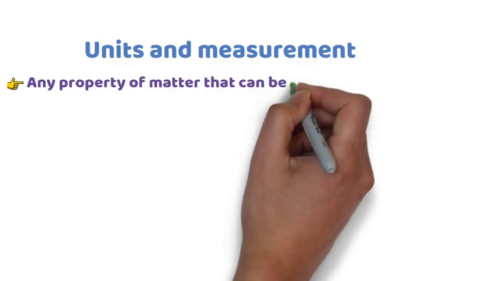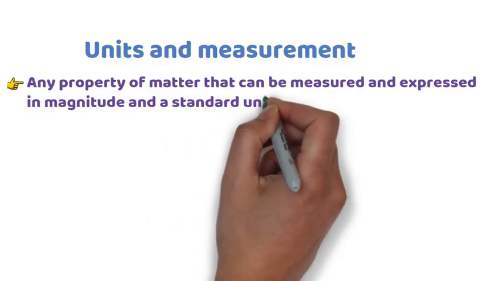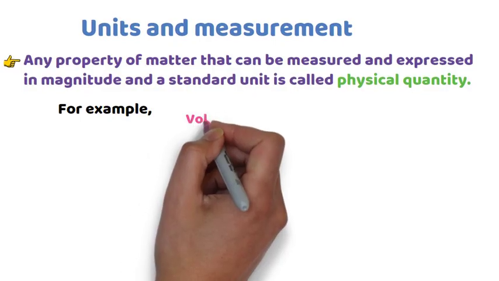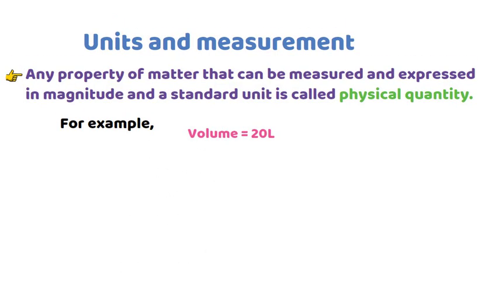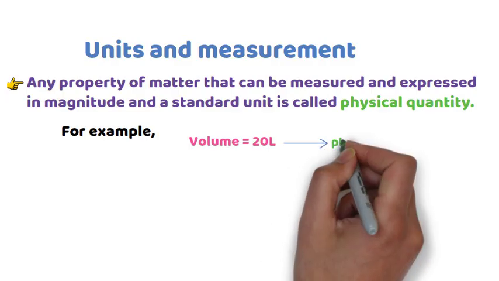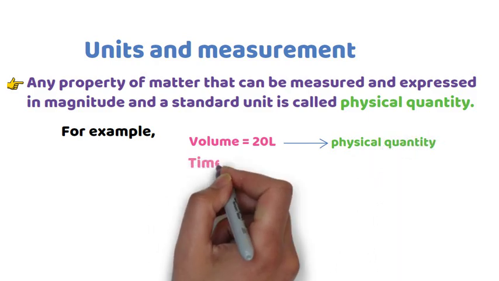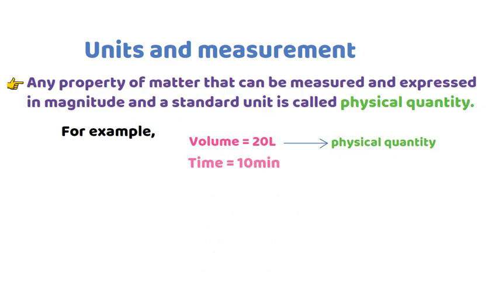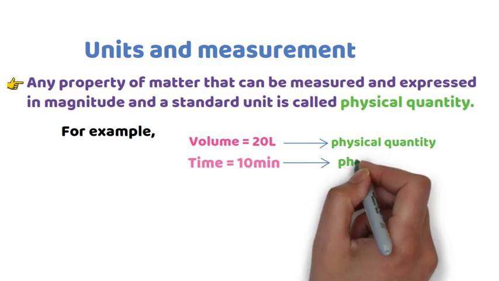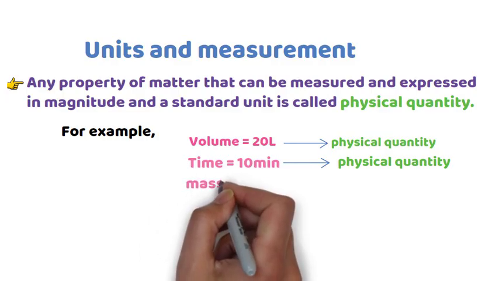Units and measurement. Any property of matter that can be measured and expressed in magnitude and standard unit is called a physical quantity. For example, volume is a physical quantity because we can measure volume and express it in both magnitude and unit. Therefore, volume is a physical quantity. Time is a physical quantity because you can measure time and express it with magnitude and unit. Therefore, time belongs in physical quantity.